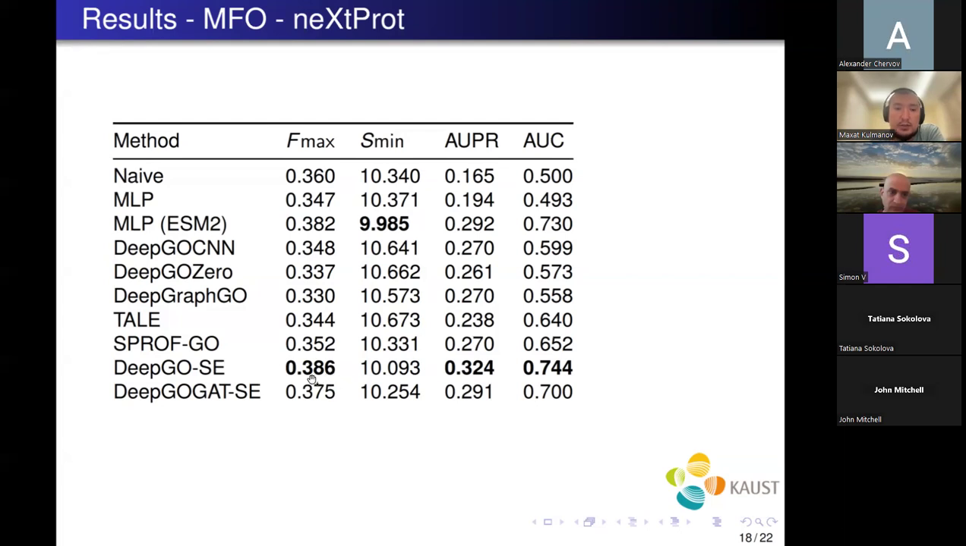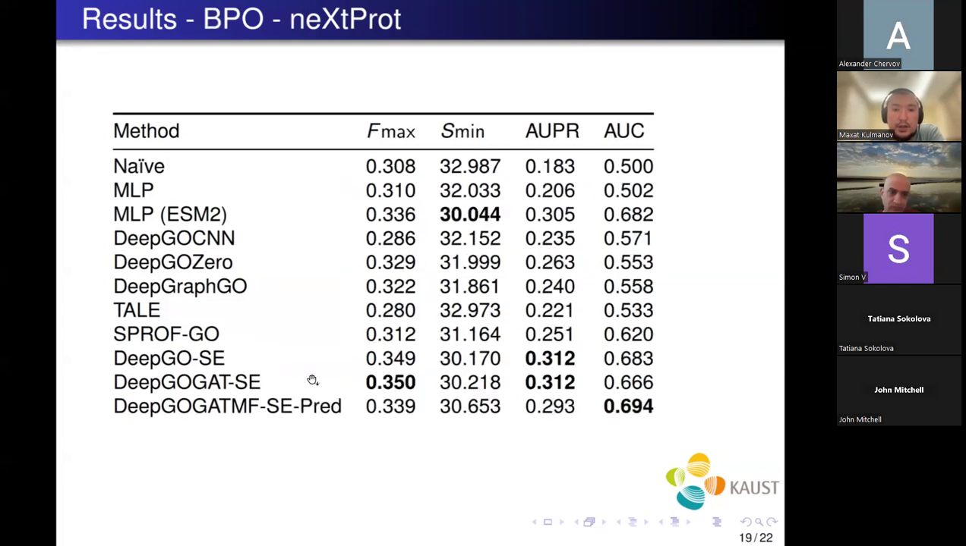It's a little bit better anyway. In biological process, the improvement is a bit more than just MLP, but we are definitely better than SProtGO and Tail here. So it's just different proteins, only human uncharacterized proteins. Okay.